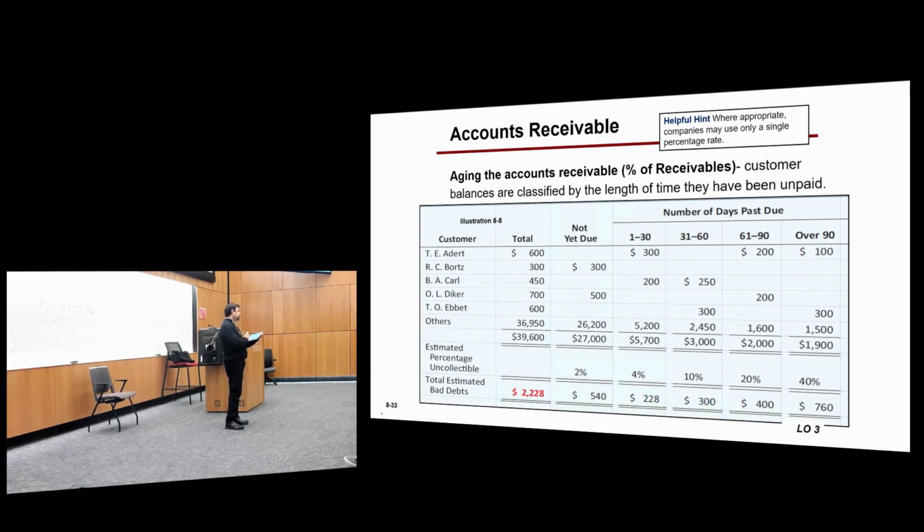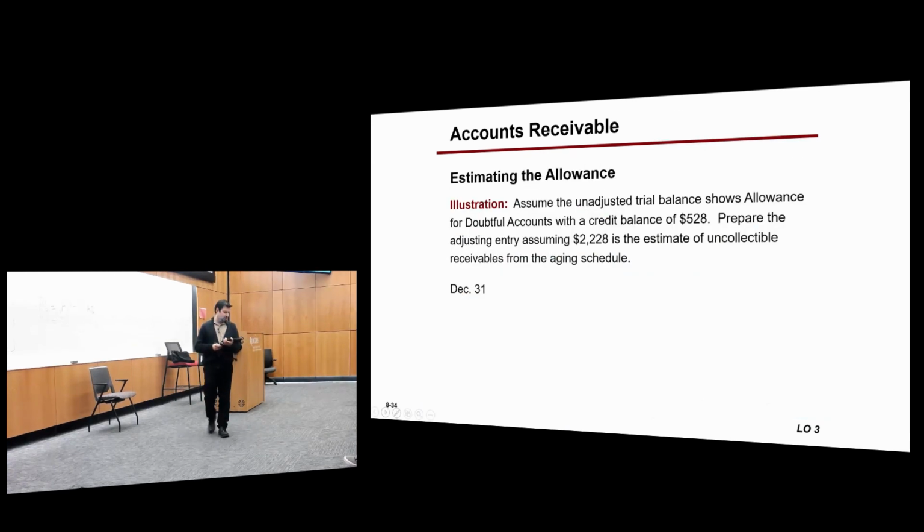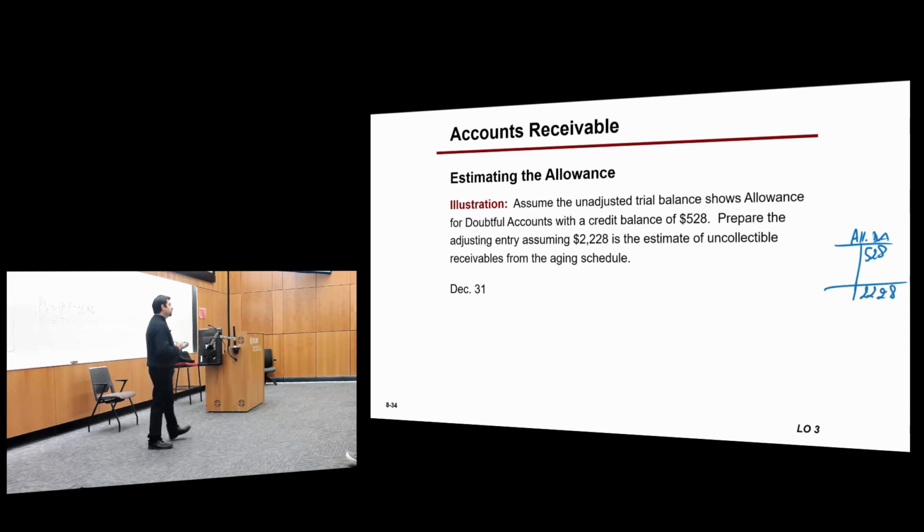So when you make a journal entry, assume that the unadjusted trial balance shows allowance for doubtful accounts with a credit balance of 528. Prepare the adjusting entry assuming 2,228 is the estimate of uncollectibles. This one will give you the ending balance. So the ending balance is 2,228. How do you get from the beginning balance to the ending balance? Basically you have 528 plus adjustment equals 2,228. That's how we need to calculate.